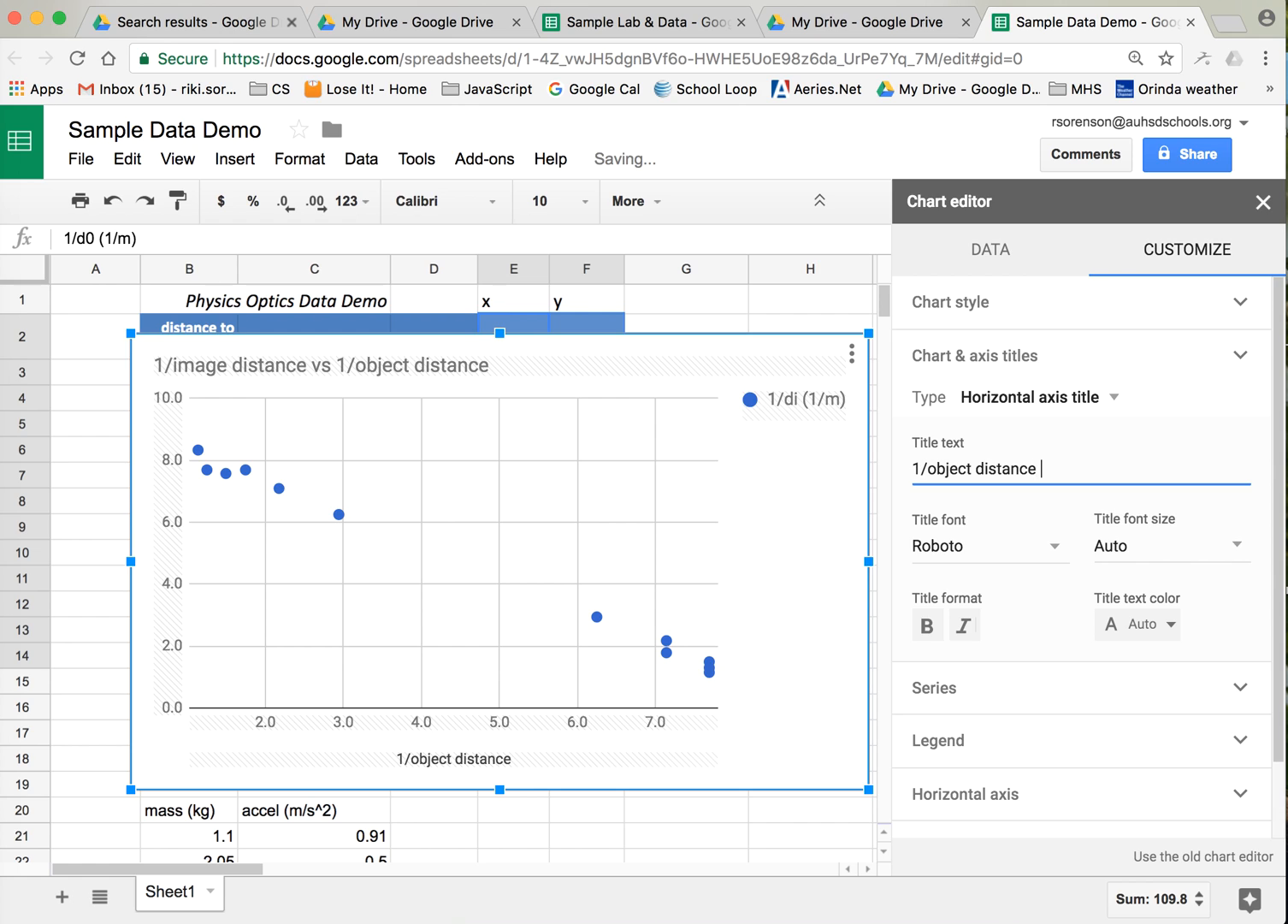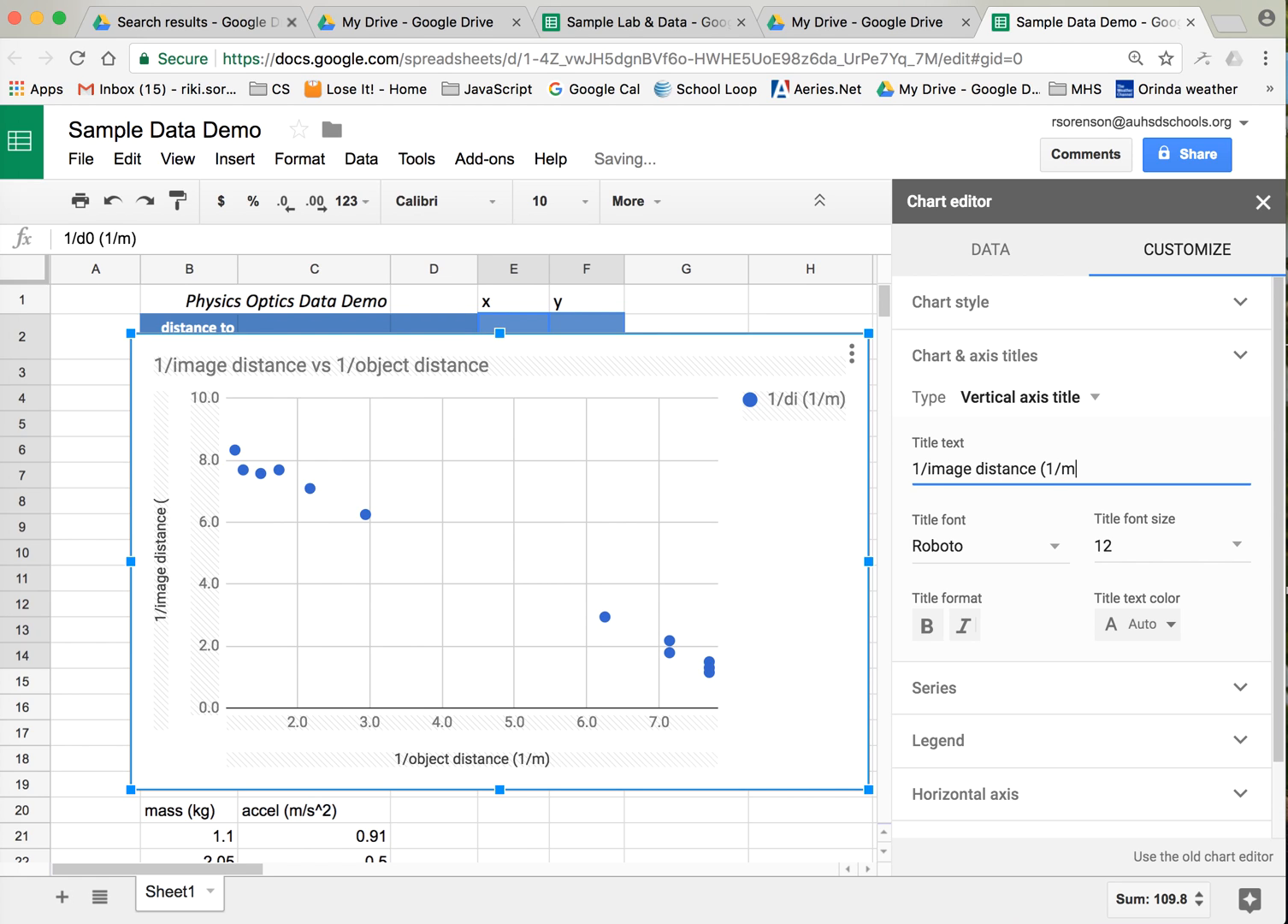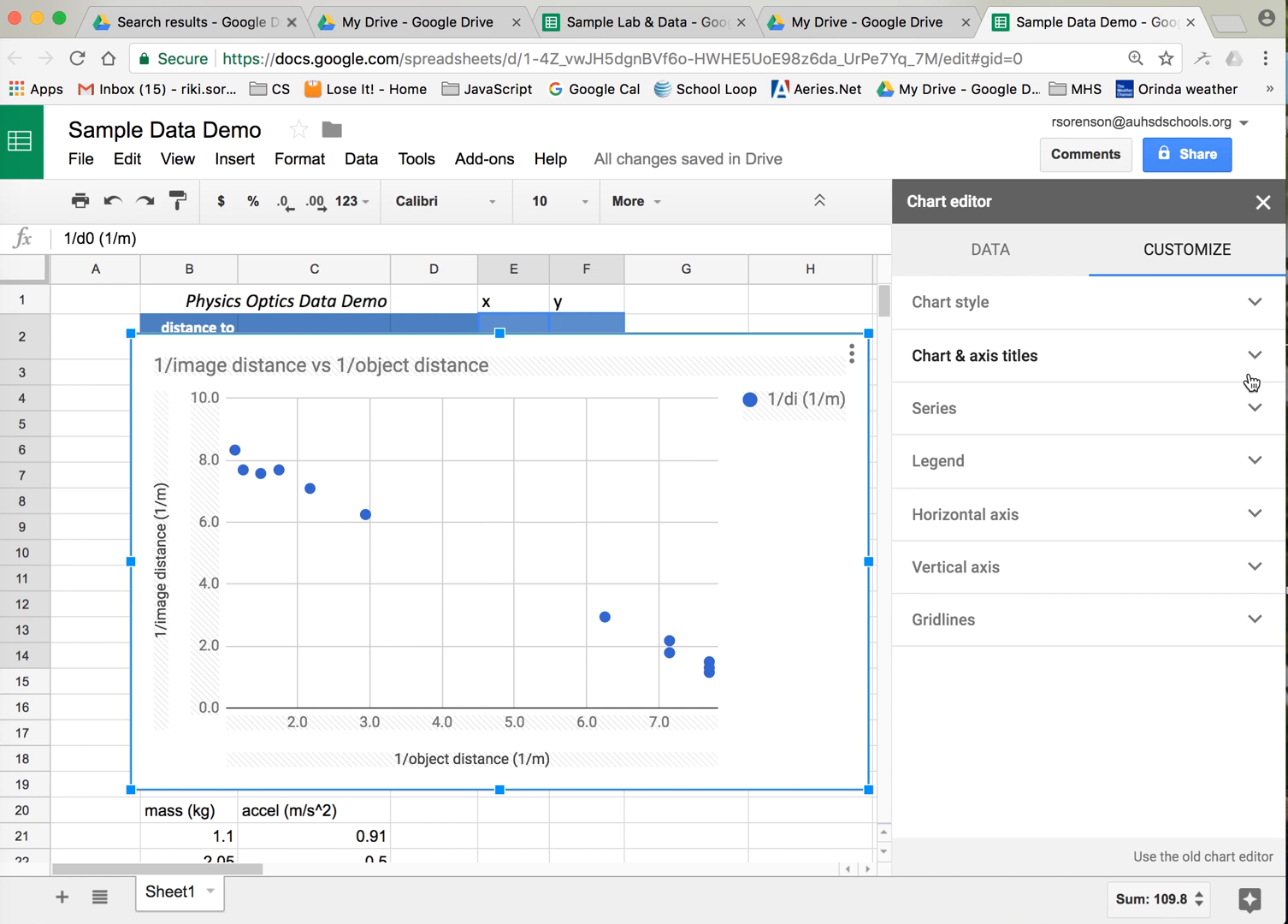And we always make sure we include units in our axis label. So that's going to be 1 over meters. And then we want to do our vertical axis. So it's going to be 1 over the image distance, and that's going to be 1 over meters. So that looks really good. Take a look at my graph. Yeah, looks great. Okay, next thing. So we got our axis labels. We can close that up.